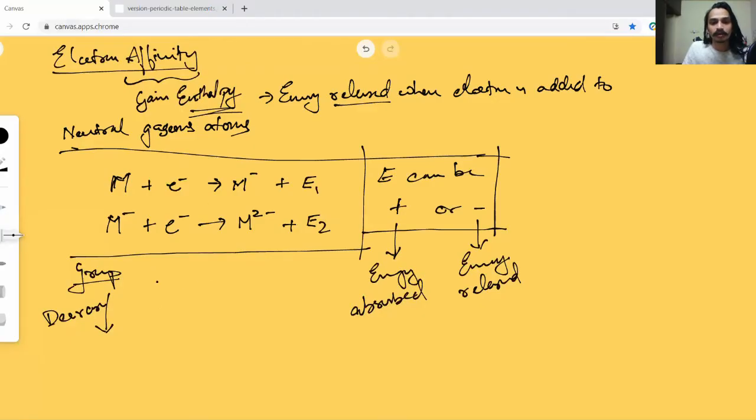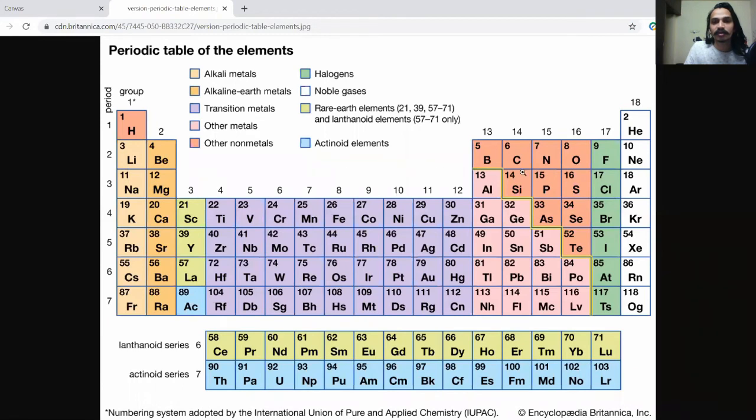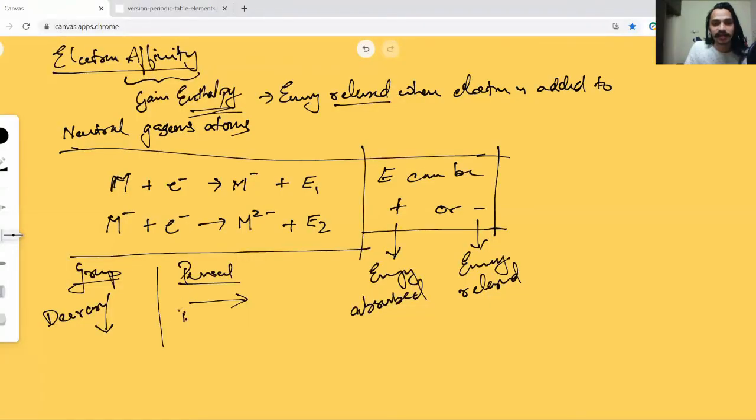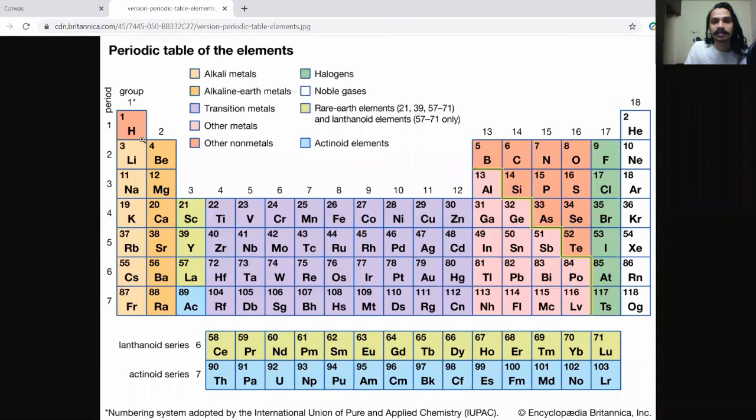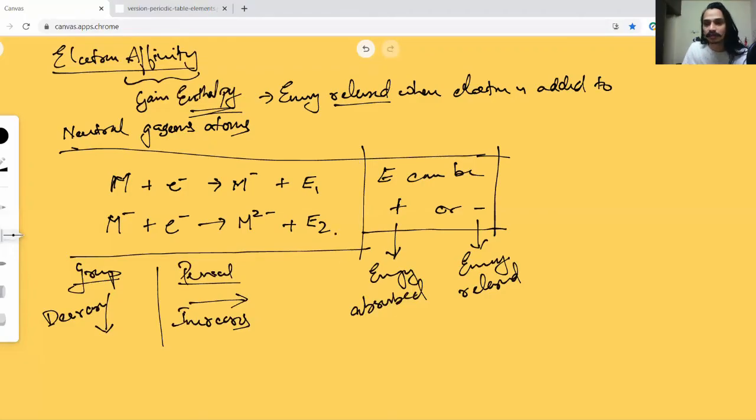Now, what about across a period? When I'm going from left to right, basically, if I look at something like lithium and go all the way to fluorine, which one will have higher? So I can say that it increases from left to right, meaning lithium will have low electron affinity, but fluorine will have high electron affinity. That's because they are more willing to take.